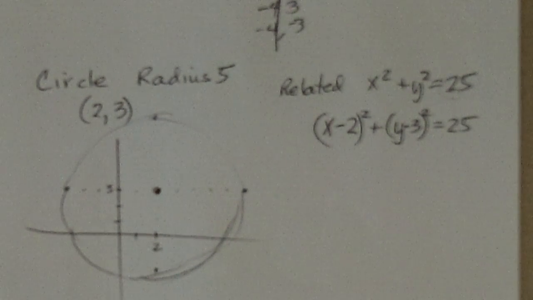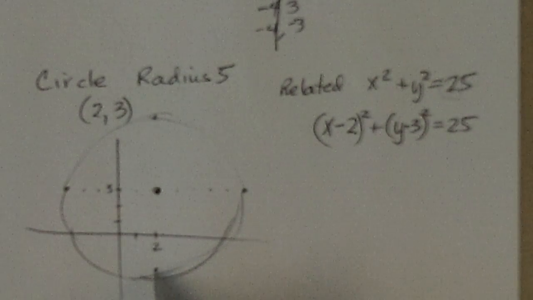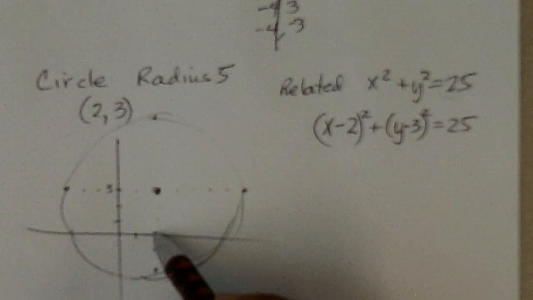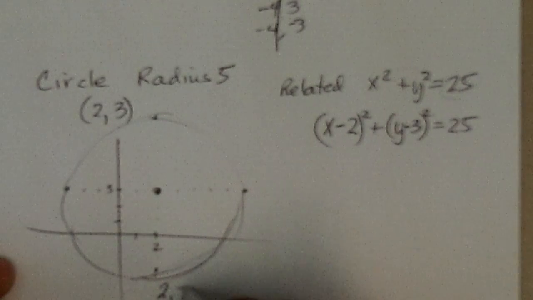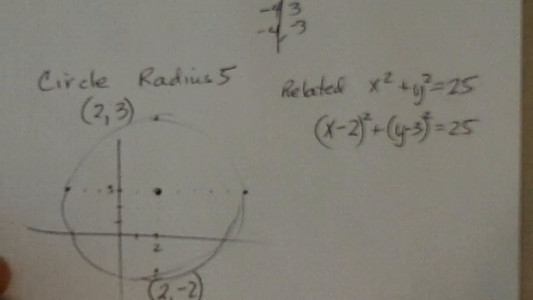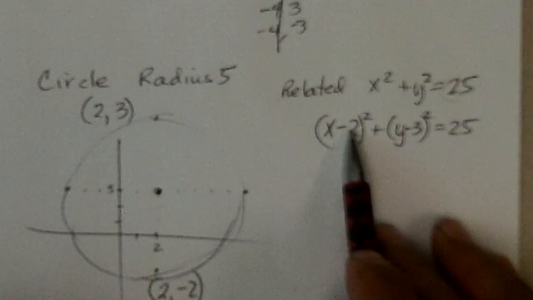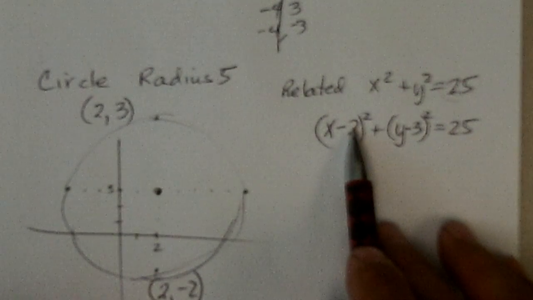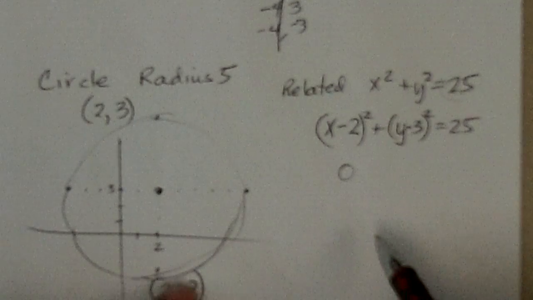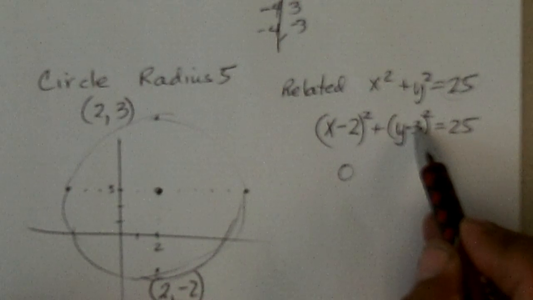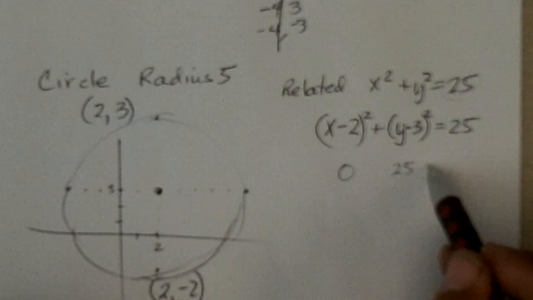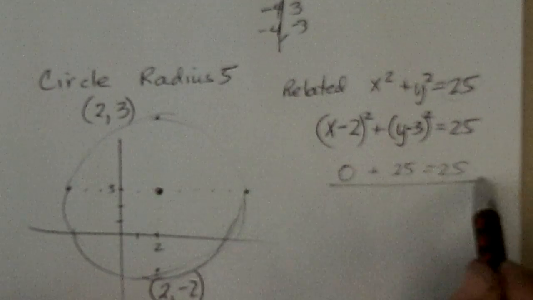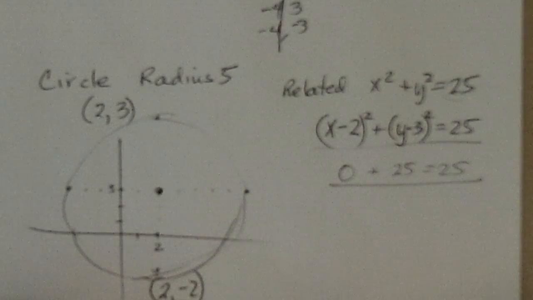Now, let's just check and make sure that's right. We think it should go through 2, negative 2, with the radius of 5 down here. Let's see if that works in this equation. If I put 2 in for x, I get 2 minus 2, which is 0, squared, which is 0. And minus 2 minus 3 is minus 5, and then minus 5 squared is 25. And that point works in this equation.